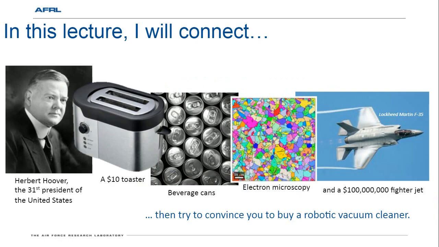The 5 things that I'm going to try to connect are Herbert Hoover, the 31st President of the United States, a $10 big box store toaster, the ubiquitous aluminum beverage can, electron microscopy, and a $100 million fighter jet. And then I'm going to try to convince you to buy a metaphorical robotic vacuum cleaner.